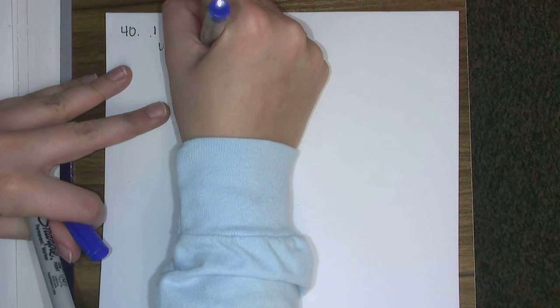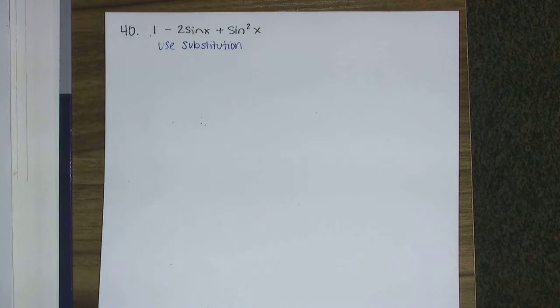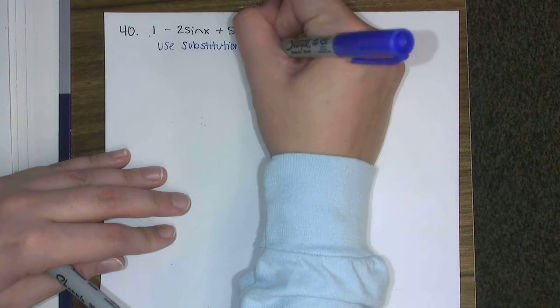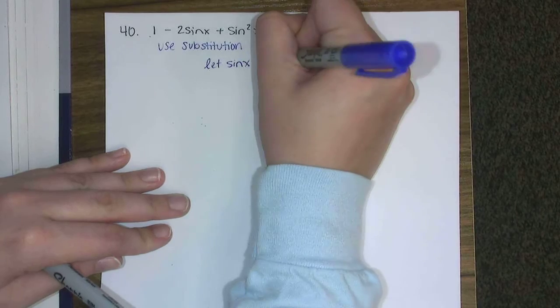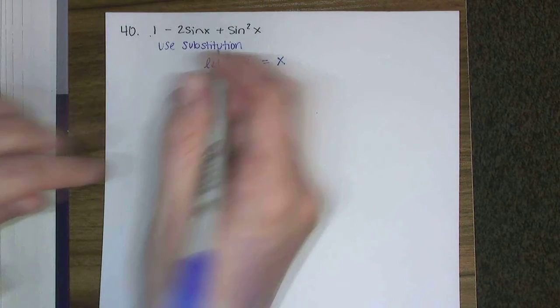So we're going to use substitution. We are going to say let sine of x be equal to x, for the time being. Whenever we get back to the end, whatever x ends up being, we're going to replace that with sine of x. So we end up with 1 minus 2, remember sine of x is x, plus, now we have x squared.